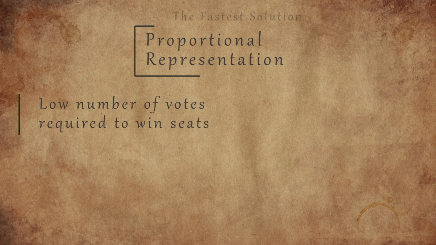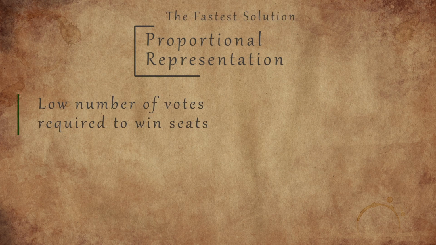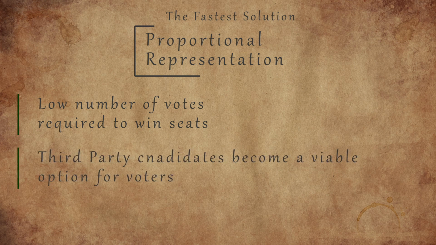So, which of these systems would best help create more representative elections? If the goal is to get third parties a seat at the table as quickly as possible, the best option is to switch to proportional representation for the House of Representatives. Since it only requires a small amount of the total vote to win seats, third parties would have a much better chance to get at least one candidate into office.